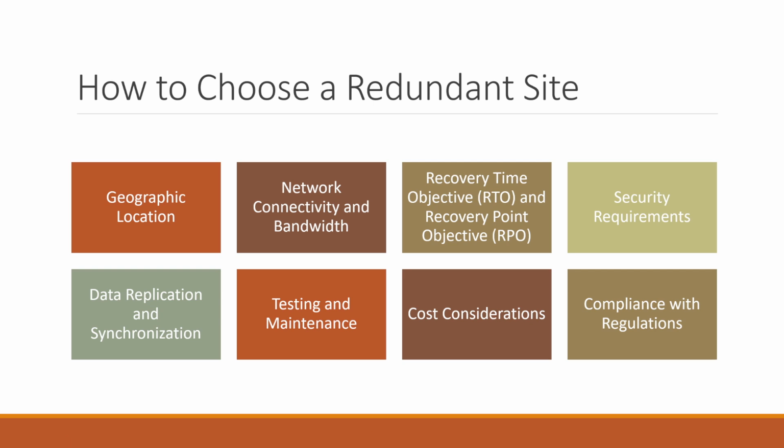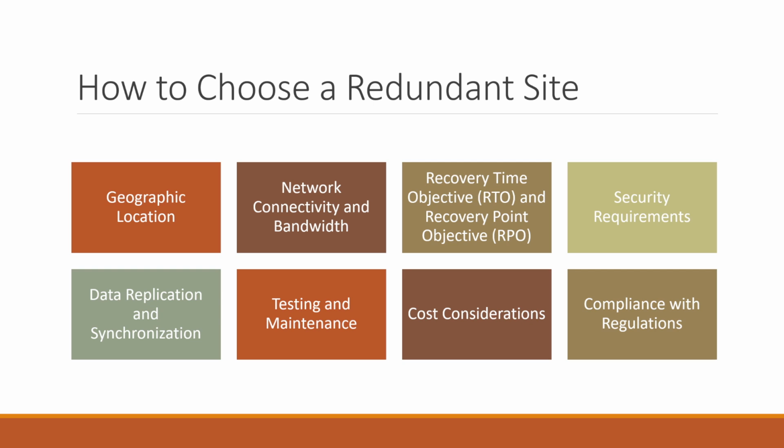Well, how do you choose your redundant site? Well, for one, we're going to be thinking about redundant locations. We need to make sure the geographical location isn't just our next door neighbor, because if that tornado took our data center out, could it take them out as well? So we want to make sure that the location is further away, but close enough that we could still recover in a timely manner. We need to make sure there's good network connectivity and bandwidth there.